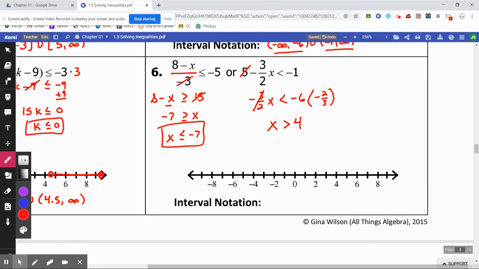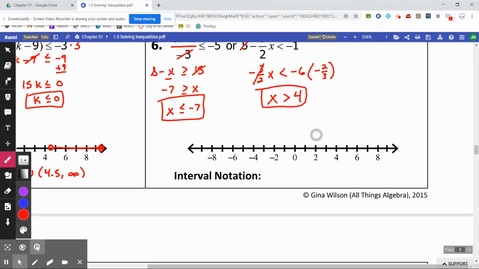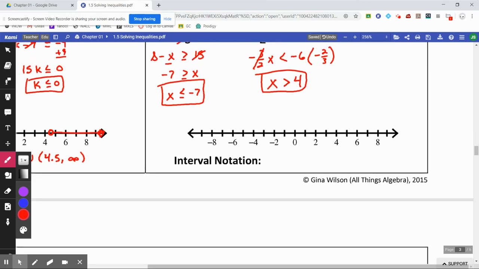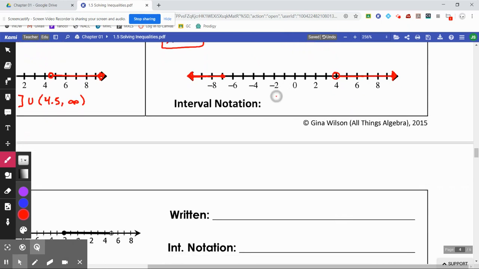X is either these values, or x could be any of these values. So x could be any value less than or equal to -7. So x can be any of these values, or x can be any of these values. So that'd be any value from -infinity up to -7 inclusive, or x could be any value from 4 up to infinity, not including 4.